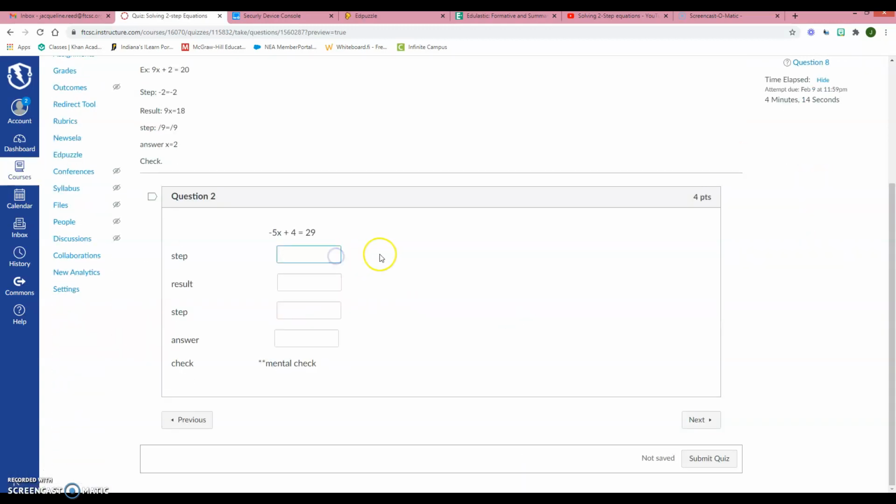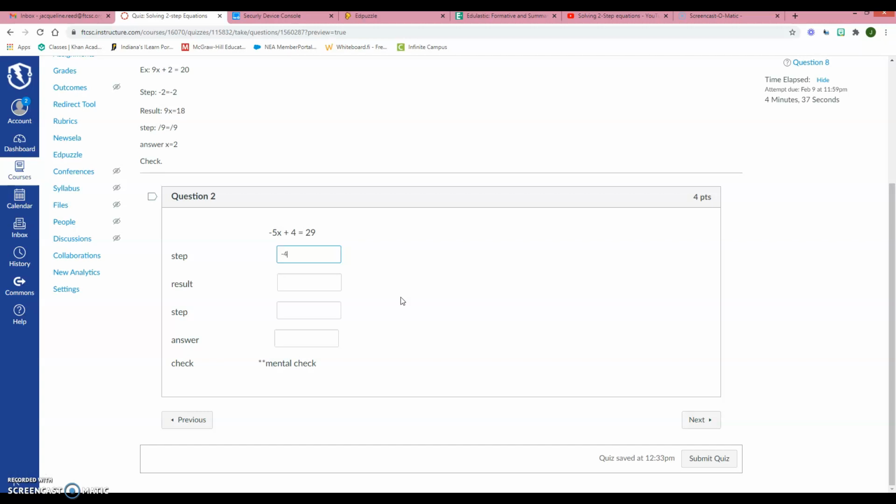Alright, so same thing. This one just includes a negative. So first step, if I want to get x by itself, I need to move the number that's adding or subtracting, which in this case is the plus 4. So the opposite of adding 4 is subtracting 4. So you're going to use that subtraction sign, which I know it doesn't look like a subtraction sign. It looks like a negative, but that's what we use for subtraction.